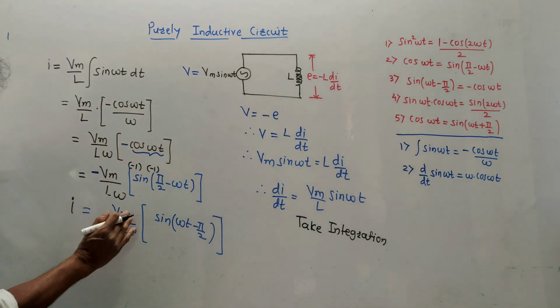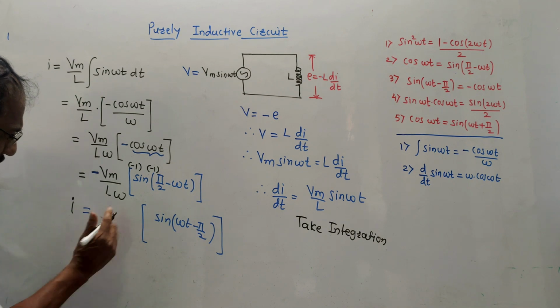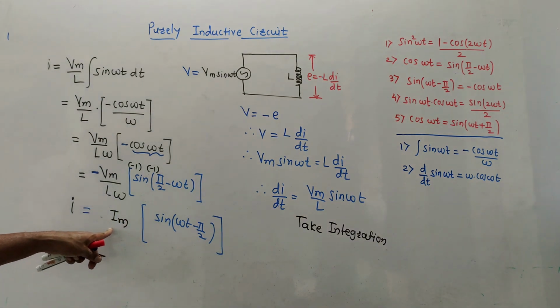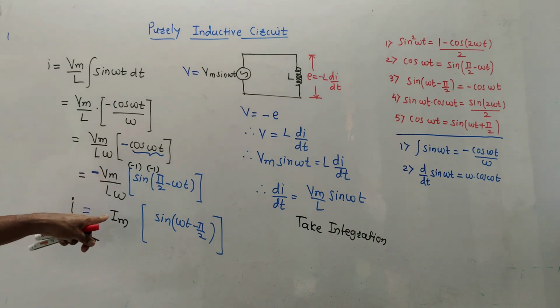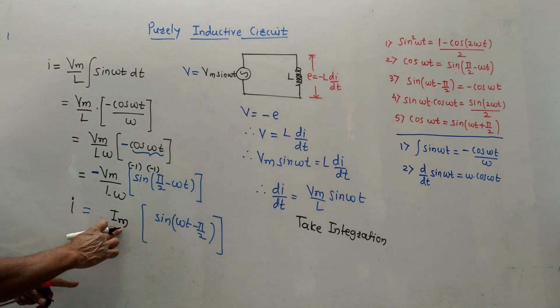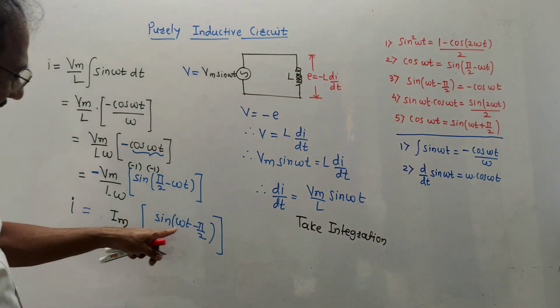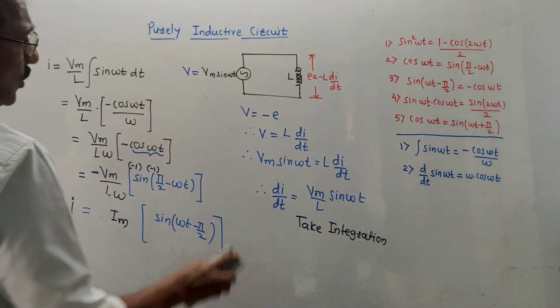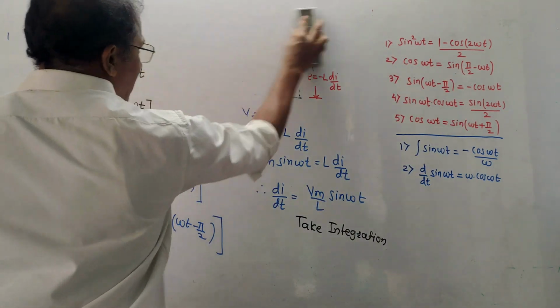So this constant term can be replaced by the simple notation Im. So Im is the constant term which is Vm upon L omega. Since this is the equation of current, I have expressed this constant term by the notation Im, which is sine omega t minus pi by 2. Now a big task: how to draw the phasor diagram.